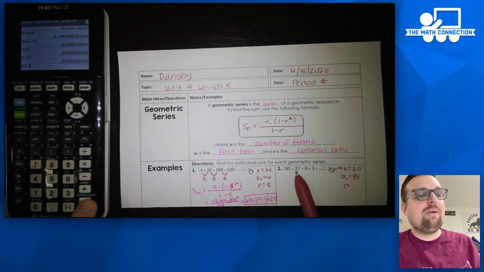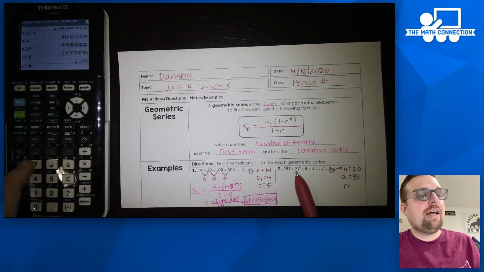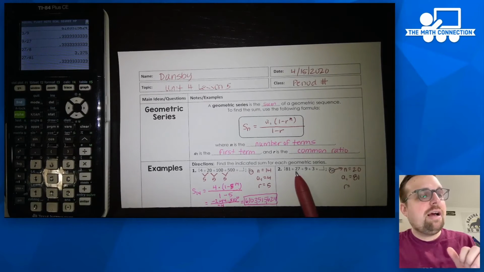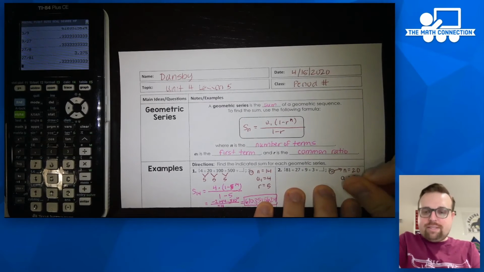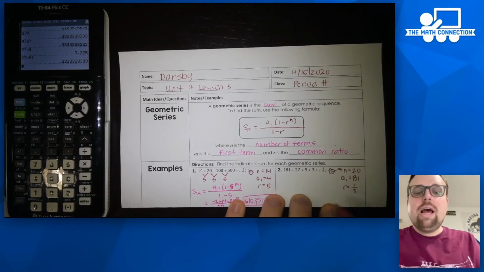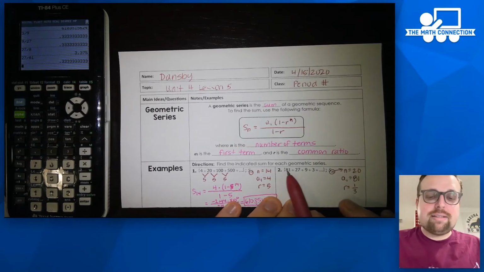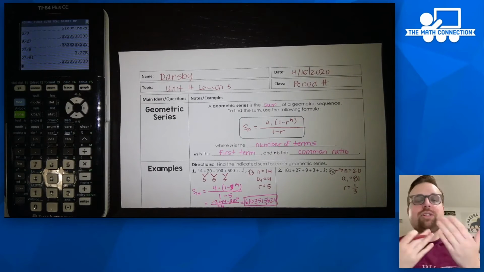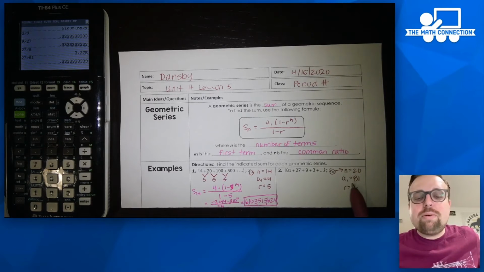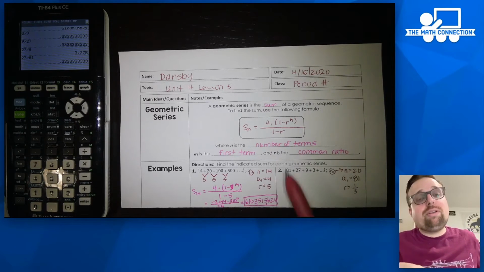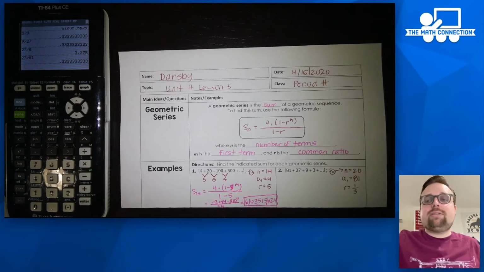27 divided by 81, let me type all the numbers. It's 0.3333, and it gives me a third again. So the r value is safe to say a third. I don't need to worry about plus and minus because none of these terms are negative. It's not switching signs every time. So now that we have these 3 pieces of information, we just plug them into our formula and we'll go ahead and get an answer.